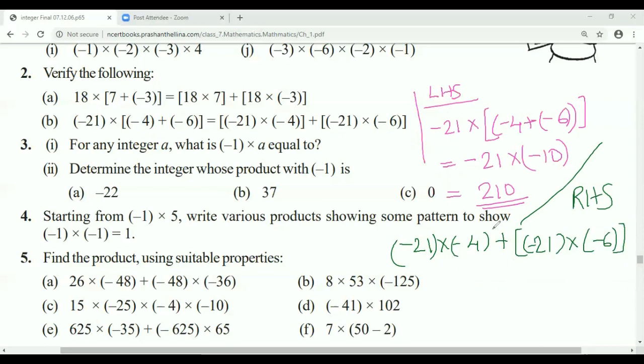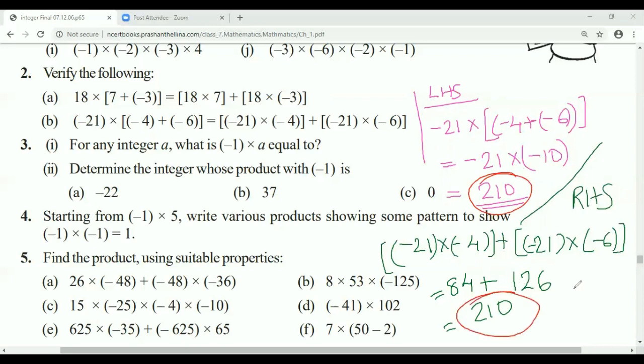Here we first solve each term and then add the answers. Negative 21 into negative 4 is positive 84, plus negative 21 into negative 6: 21 into 6 is 126, so the answer is 126. Then adding 126 plus 84, we get 210. So we can verify that this equation is also true. The left hand side as well as the right hand side gave the same answer, so this equation is true. We have verified.